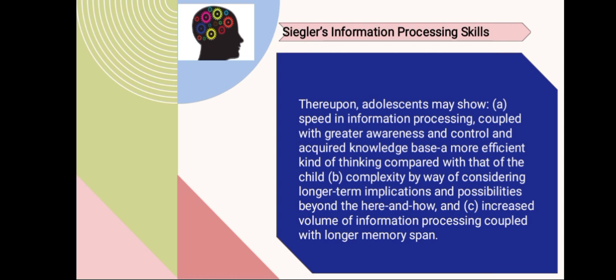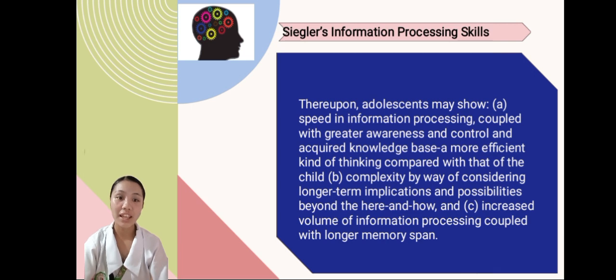Complexity by way of considering longer-term implications and possibilities beyond the here and now. The adolescent's thinking might evolve to consider broader implications and possibilities beyond immediate circumstances. These expansions include contemplating longer-term consequences and potential outcomes, suggesting a depth and complexity in their cognitive processing beyond the present moment.